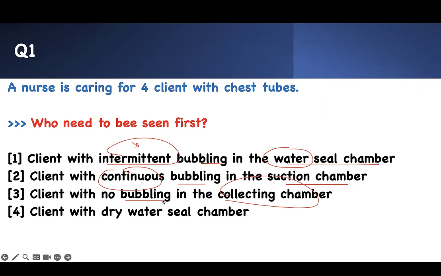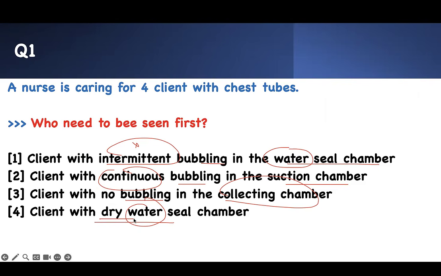Is that okay? And then a client with what? Dry water seal chamber. Well, a water seal chamber means water seal chamber. That means there should be water in the water seal chamber. It's dry. You see what I've done? What do you think is the right answer?